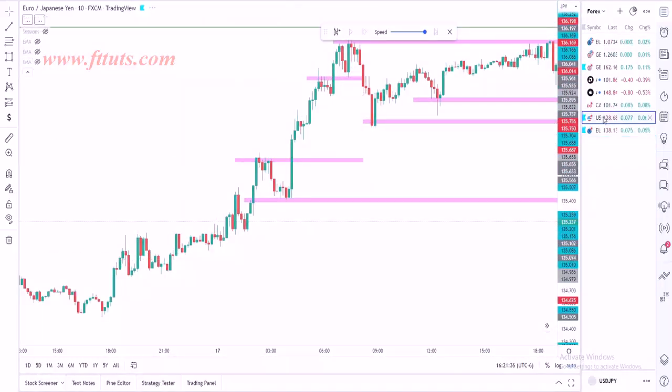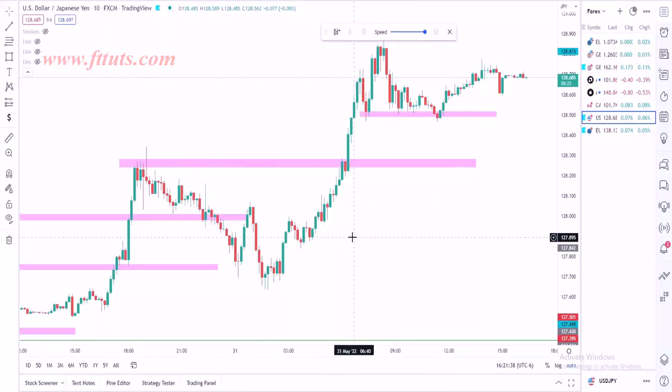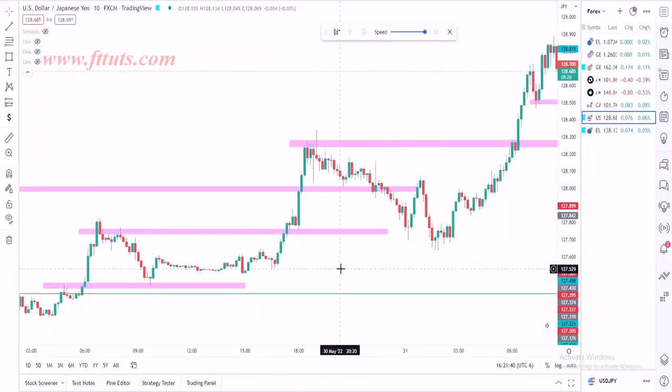Let's try one more pair, because we've done 2 pairs so far. Let's make it a third. See if we can find one more example.